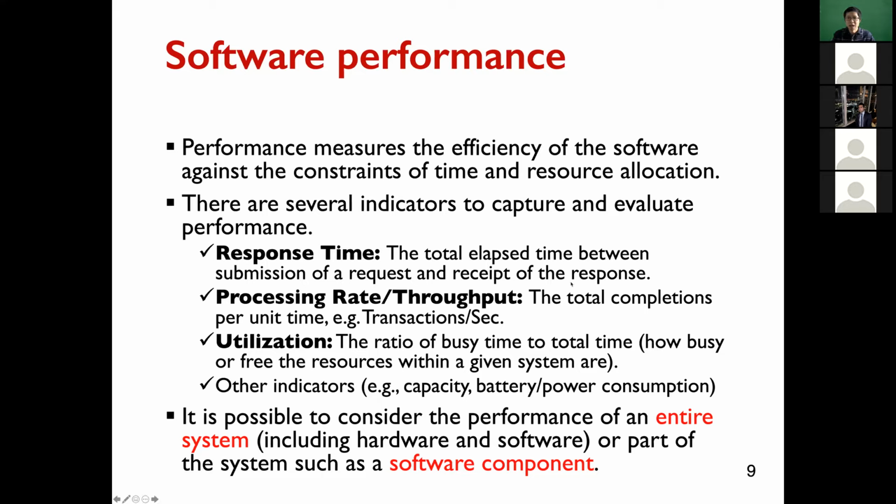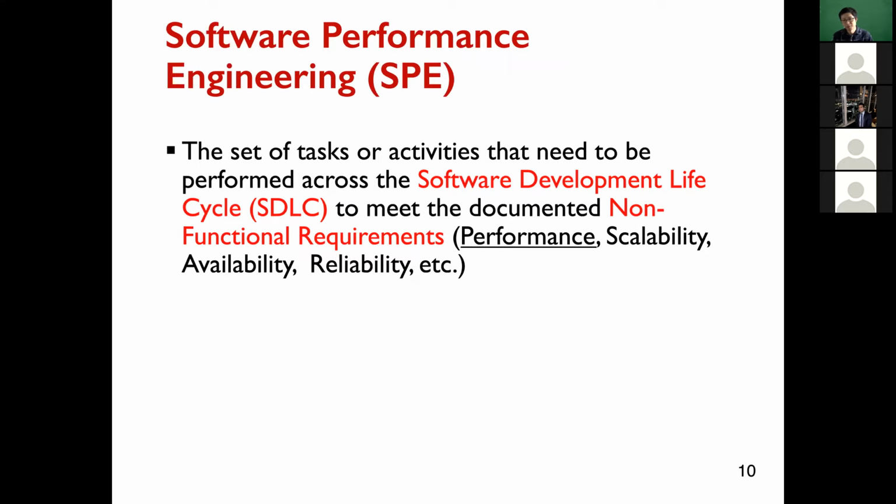So here we understand what is software performance. Then, what is software performance engineering? Software performance engineering is a set of tasks or activities that need to be performed across the entire software development lifecycle. The goal is to meet the documented non-functional requirements. Such non-functional requirements broadly include performance, scalability, availability, reliability. And in a smaller scope, we talk about performance only.